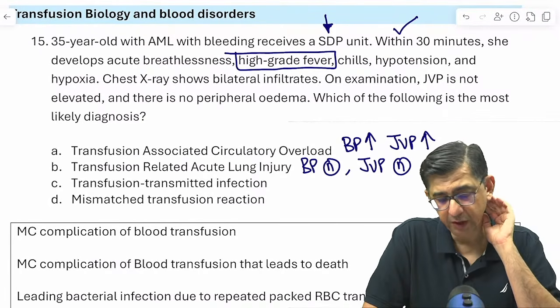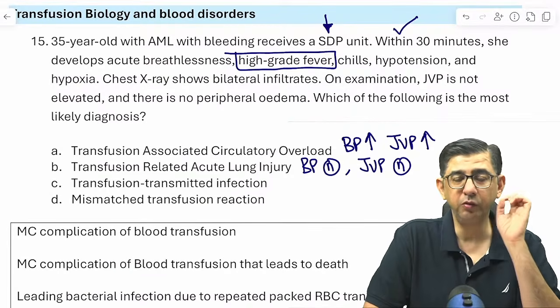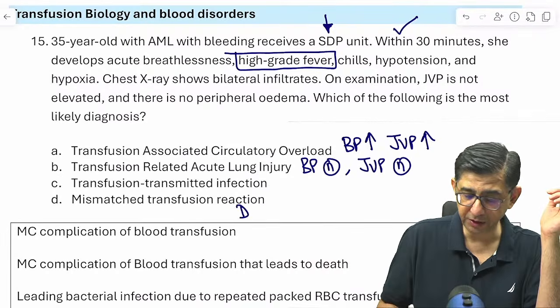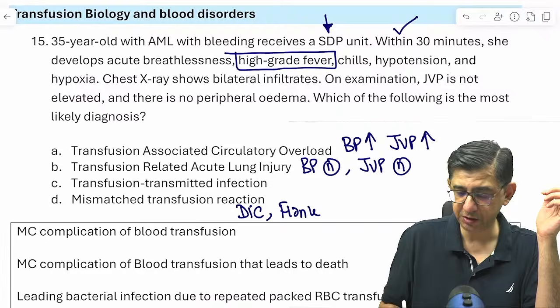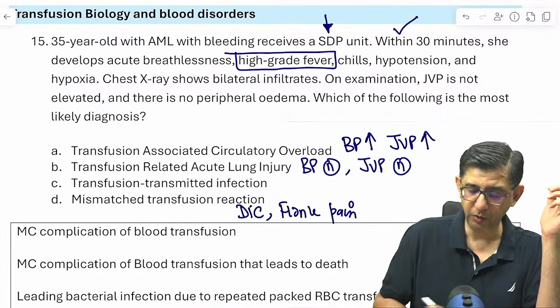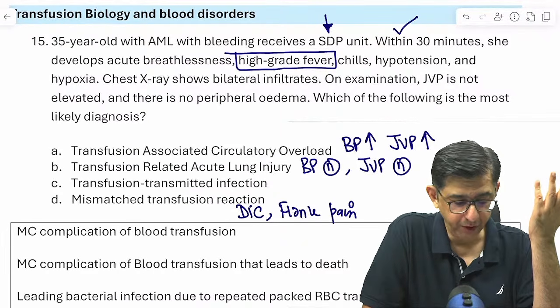Somebody said mismatched transfusion reaction. तो यार मिसमैच ट्रांसफ्यूजन रिएक्शन में तो फिर there would be other manifestations like DIC के जो फीचर आने शुरू हो जाते हैं। There should be flank pain, that should be given in the question, there should be mention of at least the DIC, that flank pain, something like that particular point has to be there.